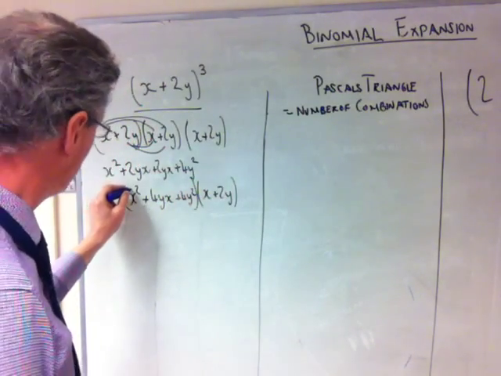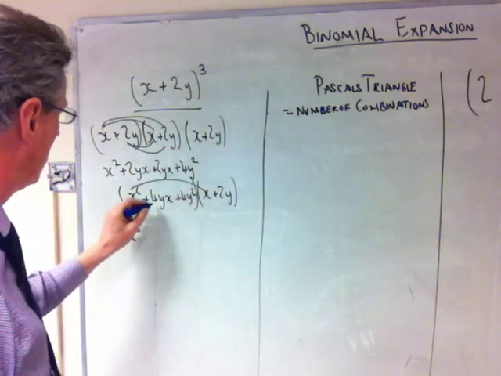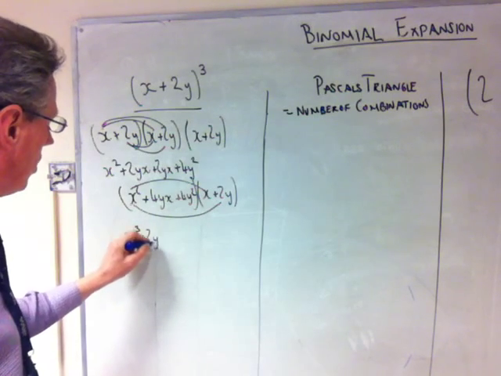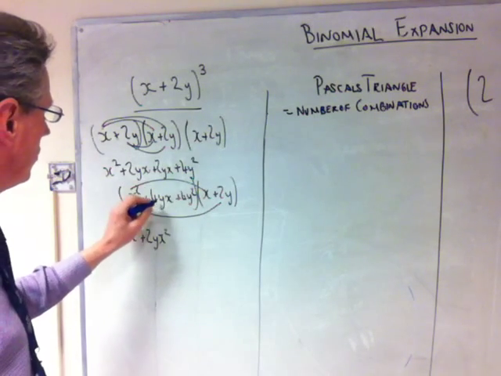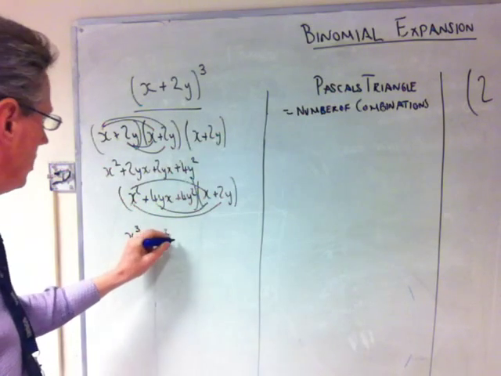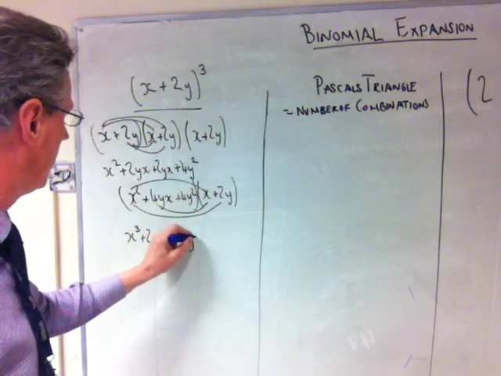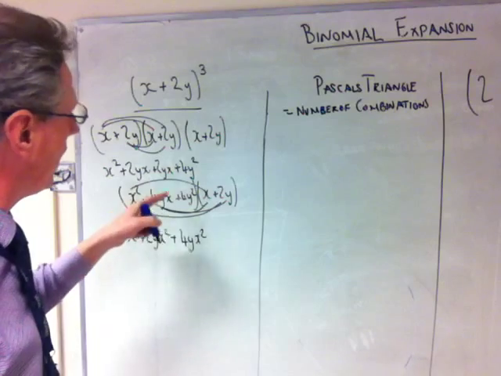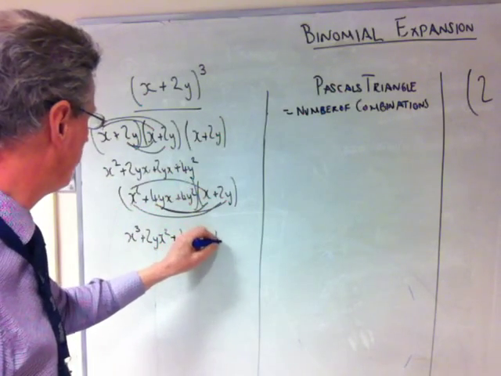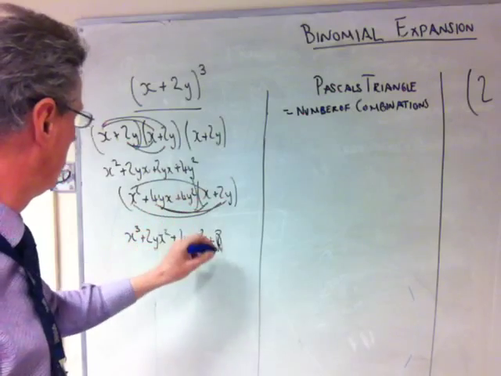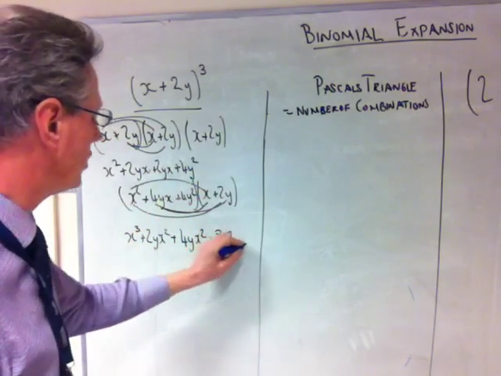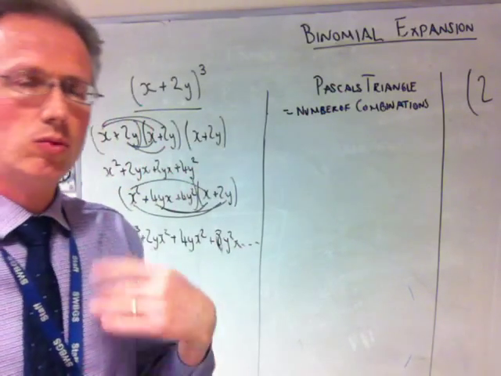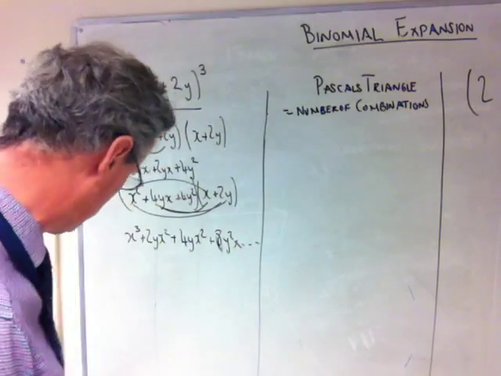And you do the same: x times x gives you x cubed, x squared times 2y gives you 2yx squared, then 4y times x gives you 4yx squared, and then 4yx times 2y would give you 8y squared x, and you could keep going. But you can see even with a simple one like this, it's getting quite complicated. So I want to show you another way of thinking about this.